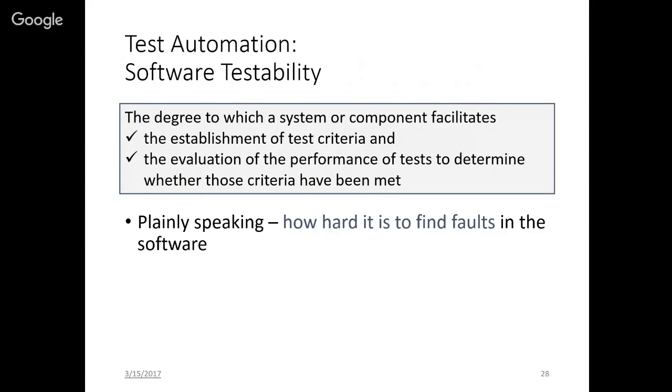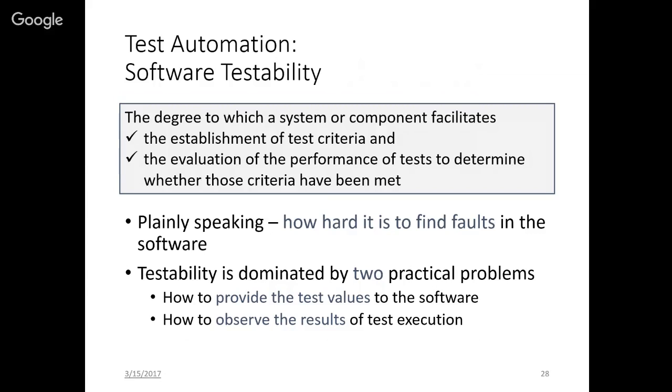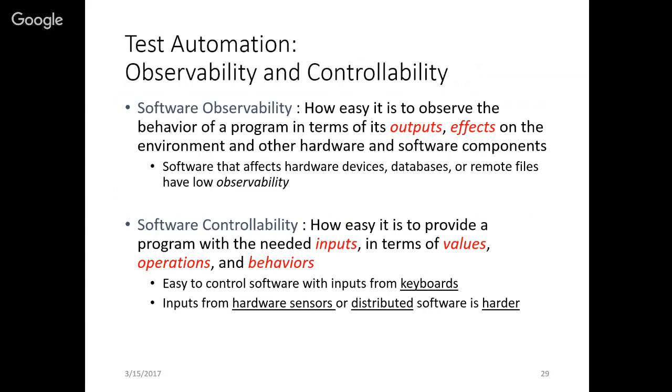Software testability is the degree to which the system or component facilitates the establishment of test criteria and evaluation of the performance of tests to determine whether those test criteria have been met. So, how hard is it to find faults in the software, which is also undecidable. It is based on two things: how to provide the test values to the software, which is controllability, and how to observe the result, which is observability.